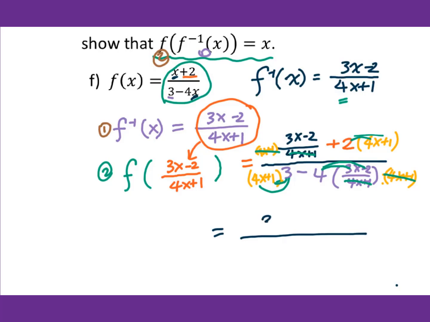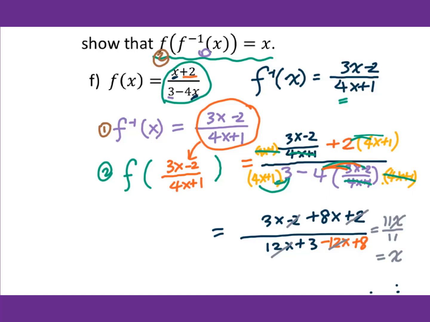Therefore, we got 3(3x minus 2), distributive property, and plus 2(4x plus 1), which is 8x plus 2. Look at the denominator. 3 times 4x, that's 12x. 1 times 3, that's plus 3. Then we go to negative 4 and do the distributive property. Negative 4 times 3x, that's minus 12x. Then negative 4 times negative 2 is plus 8. Then cancel. Minus 2 plus 2. Positive 12x, negative 12x. You got 11x over 11. So equals x. We finish proving now.